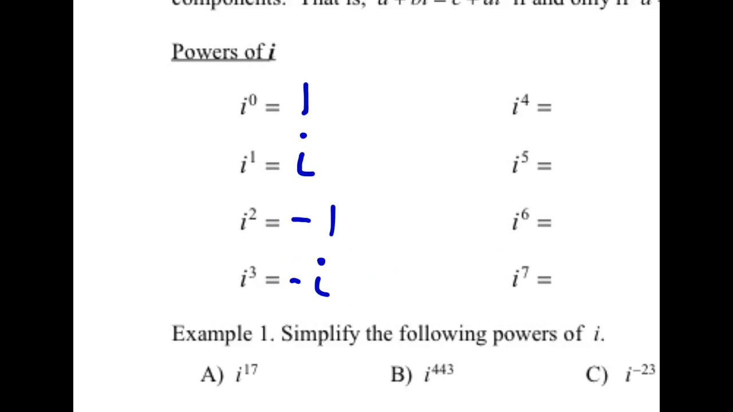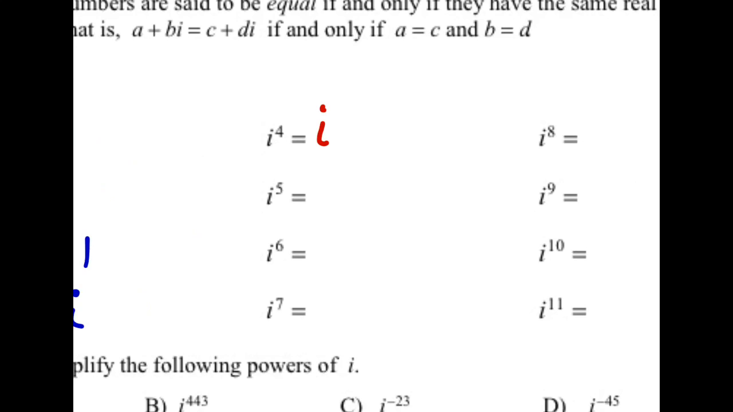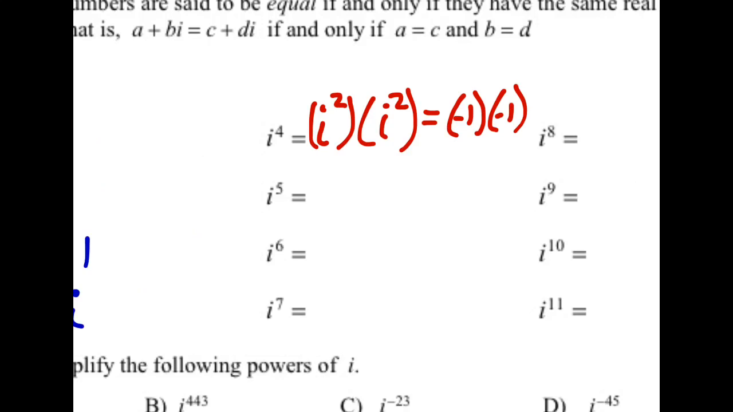So i to the 0 is 1. i to the 1 is i. i squared is -1, and i cubed is -i. So what would i to the 4th be? There's different ways you can think about it. I could think of it as i squared being multiplied by i squared, for instance, because I have 4 i's in a product. i squared is negative 1, and so what I have is negative 1 times negative 1 here. Negative 1 times negative 1 is positive 1.